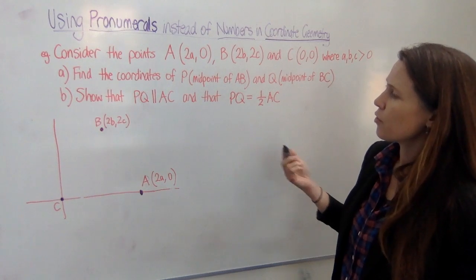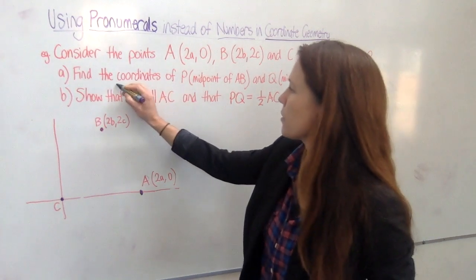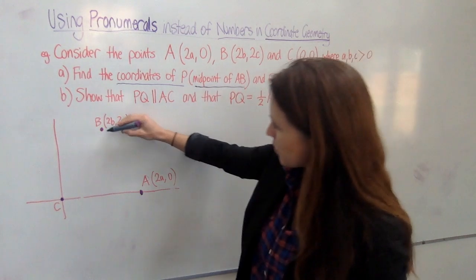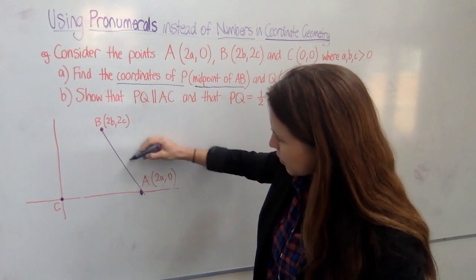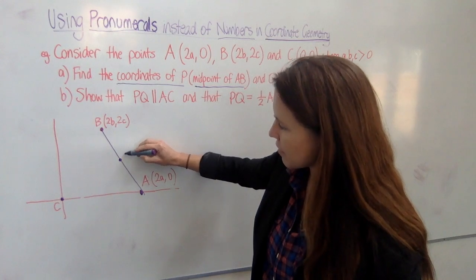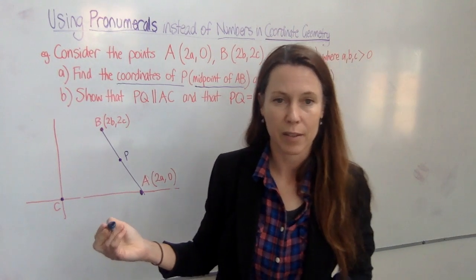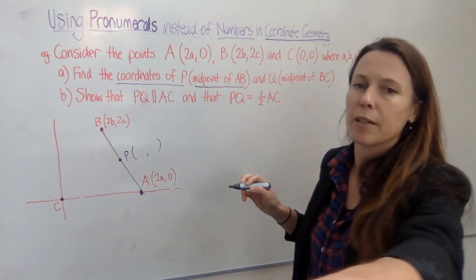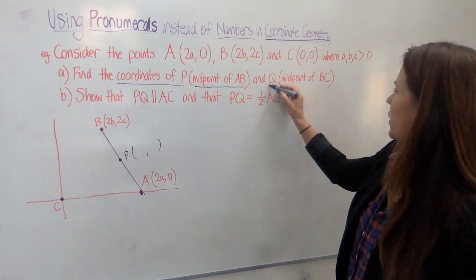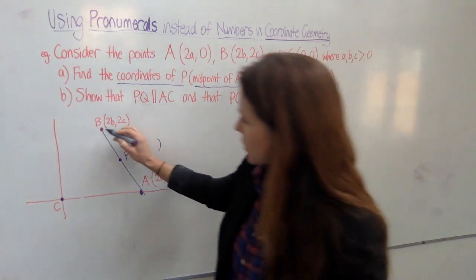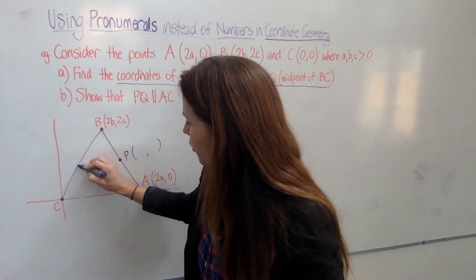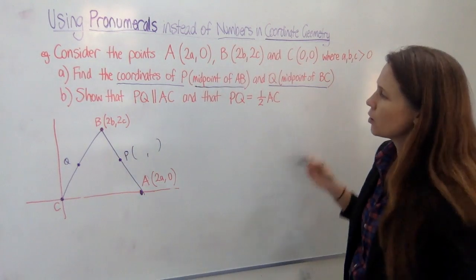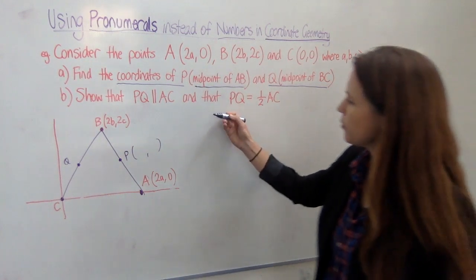Now in this question, the first thing I need to do is find the coordinates of P, and P is the midpoint of AB. So it would be helpful if I draw a line between AB and think about that midpoint. I could even label it P before I've found the coordinates of it, so that I'm thinking about what I need to know here. I also need to find Q, which is going to be the midpoint of BC. So if I draw BC in and put the midpoint in and label it Q, gives me an idea where I'm going. All right, so let's find P first.